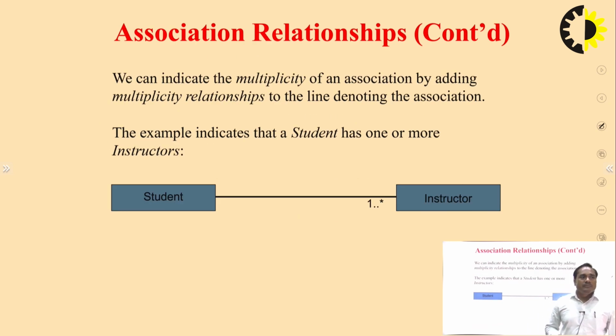Association relationship: we can indicate the multiplicity of an association by adding multiplicity to the line denoting the association. The example indicates that a student has one or more instructors. Student is a class, instructor is a class. One student has more than one instructor. So it shows the one to many association.